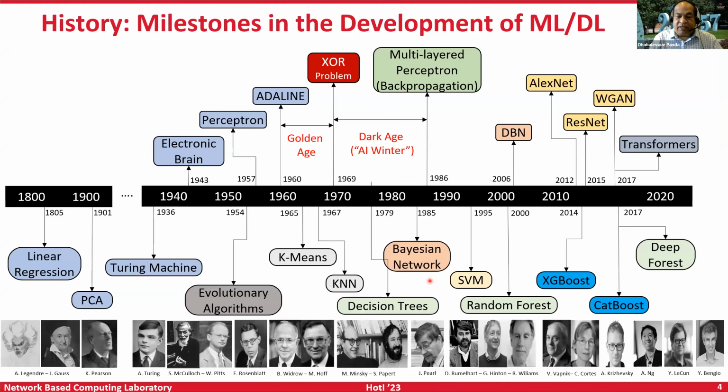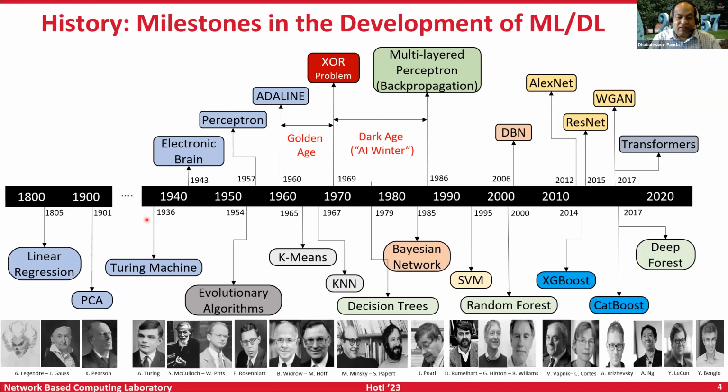So here it shows the milestones in the development of machine learning and deep learning. Below, you see these very famous names in the field of AI, gradually going into HPC. These are all the heroes who have done a lot of work. Even if you go back, here you will see in the 1800s, people were talking about linear regression.